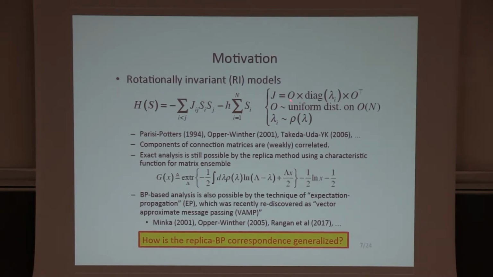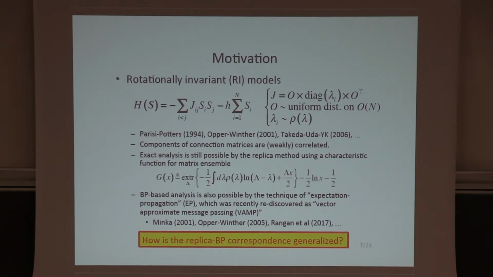So first we decompose it by eigenvalue decomposition, and we assume that the eigenvalues lambda_i follow some fixed distribution, and the eigenbases O are assumed to be sampled from the uniform distribution over orthogonal matrices. Okay, so this means that components of the connection matrices can be weakly correlated, which is different from the SK model.